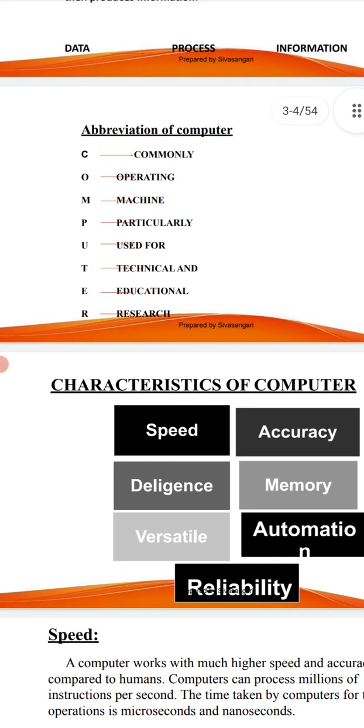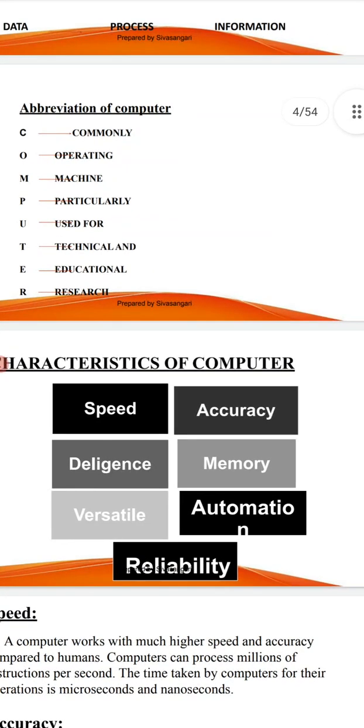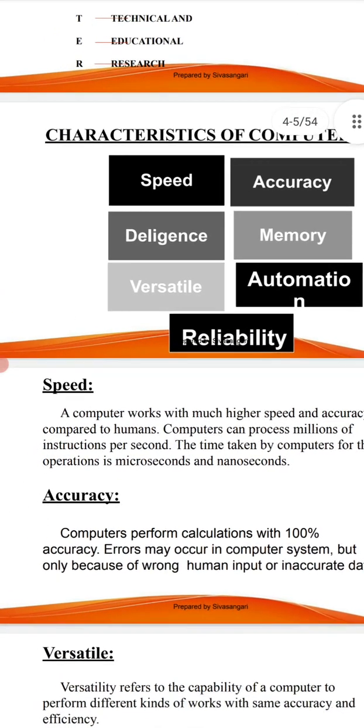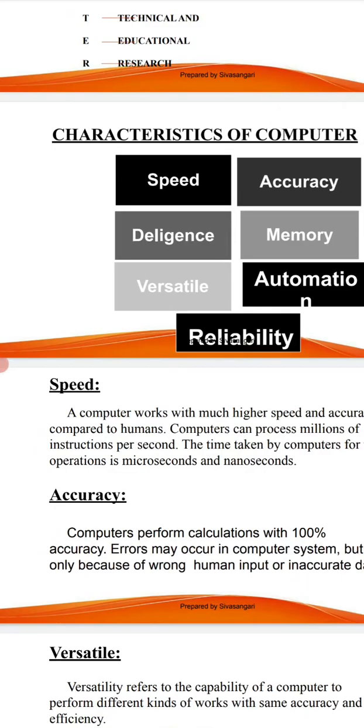Characteristics of computer: speed, accuracy, diligence, memory, versatile, automation, and then reliability. Speed: a computer works with much higher speed and accuracy when compared to human being. The speed is measured in microseconds, milliseconds, and then nanoseconds. Accuracy: computer performs calculation with 100% accuracy. Errors may occur due to wrong human input or inaccurate data.